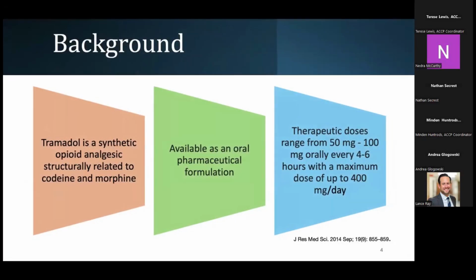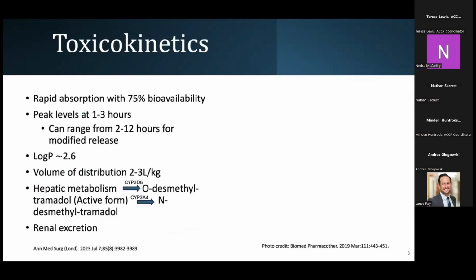So tramadol, which is also known as Ultram, is a synthetic opioid. It has been approved for the management of pain, and it is structurally related to codeine and morphine. It is available here in the United States as an oral formulation in both tablets and liquid form. The therapeutic dose ranges from 50 milligrams to 100 milligrams orally, taken every 4 to 6 hours with a maximum dose of up to 400 milligrams per day. When ingested orally, tramadol has rapid absorption with a 75% bioavailability. Its peak level is about 1 to 3 hours.